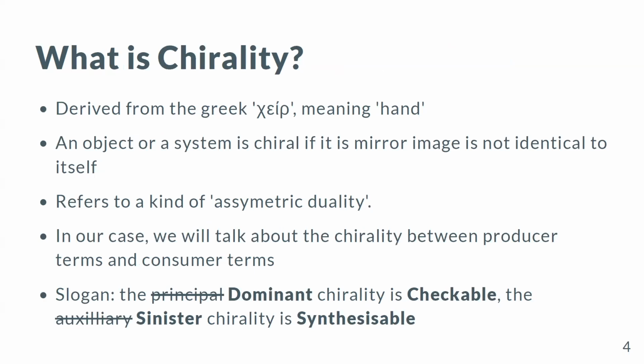So what is chirality? It comes from the Greek word chairo, which means hand. It talks about a kind of asymmetric duality, whereas like your hands, you have two hands, but they're different. And if, as a kid, you tried to put your left glove on your right hand, you'll remember what I mean. In our case, the chirality is between producer terms and consumer terms, which are the two main judgments in these classical calculi. And the slogan, which we will unpack, is that the dominant chirality of a term means that the term is checkable, and the sinister chirality means that it's synthesizable, but we'll see what this means.